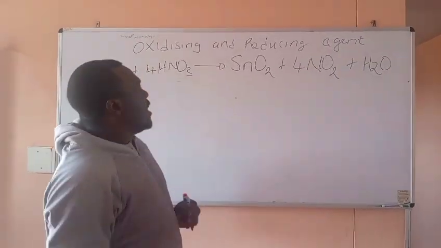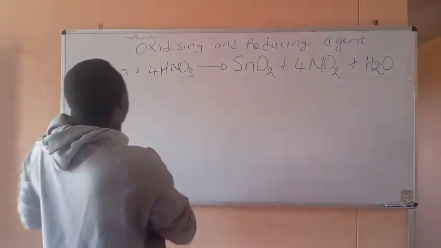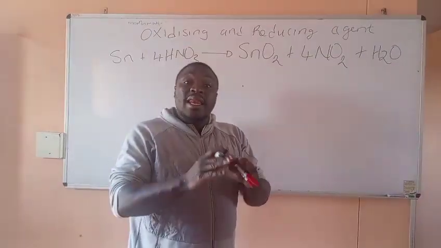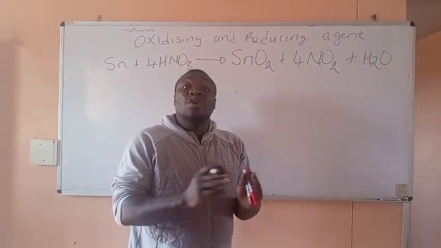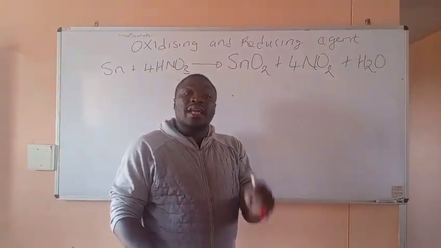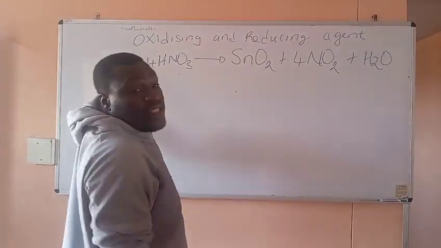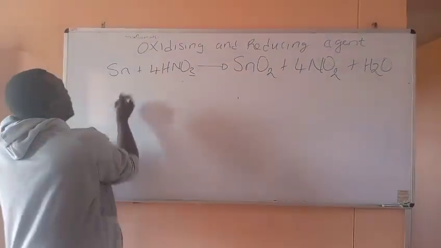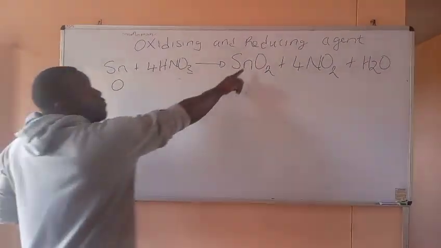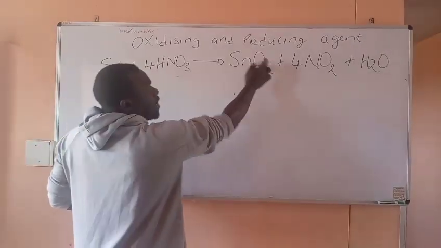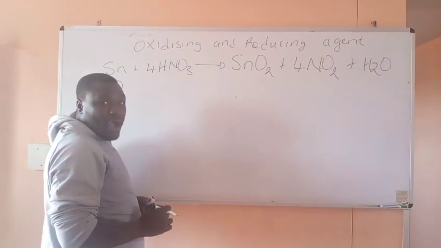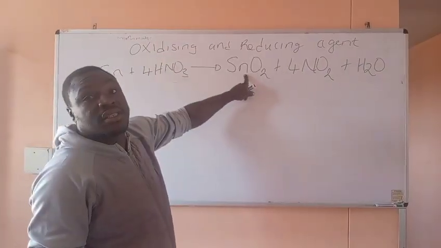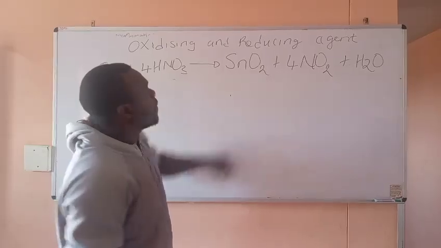Okay, let's look at this clearly. Tin: we have a law in chemistry which says any element that is not combined and is not charged, the oxidation number for that element is 0. So tin is not charged, it's not combined, so the oxidation state of tin here is 0. The product forms tin oxide, so we have to look for the oxidation state of tin as a product.